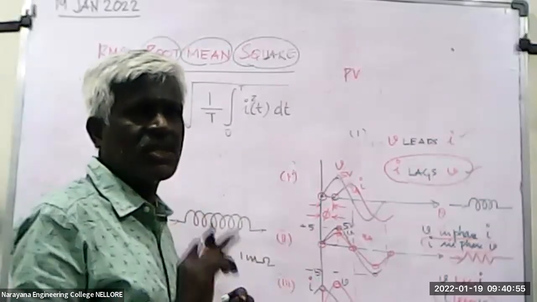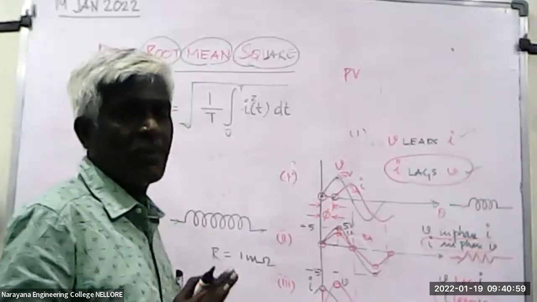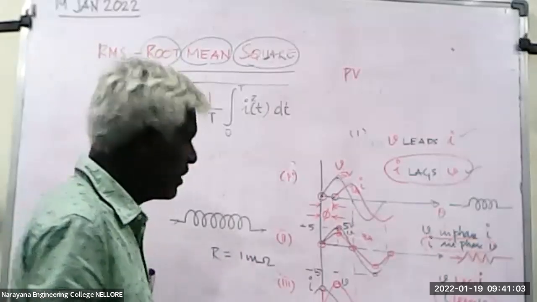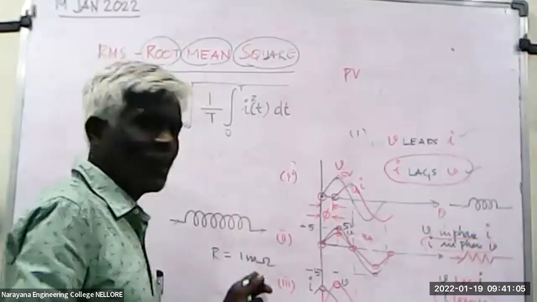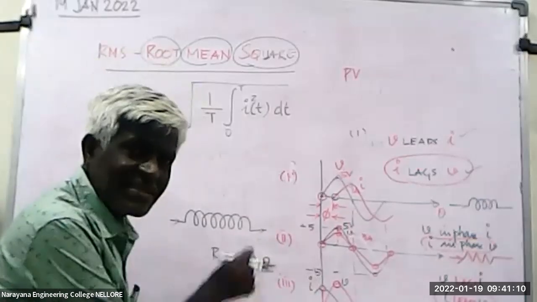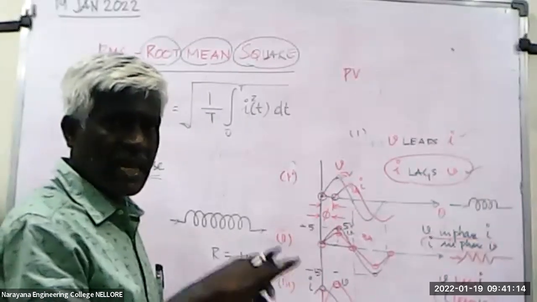Nothing is a 100% zero resistance conductor. Superconductors we don't use now. We use copper or aluminum, and aluminum has little more resistance than copper. So what have you done? You wound an inductor, but it has some resistance also. So R will also be there in L.